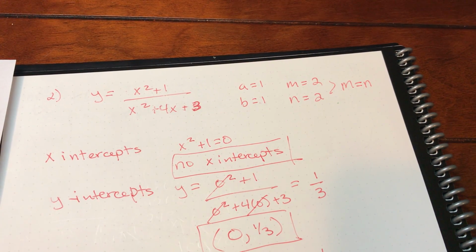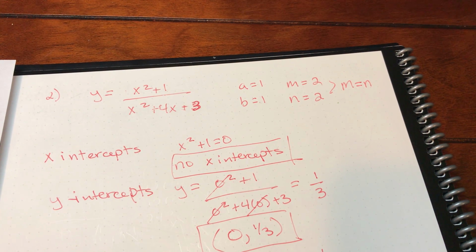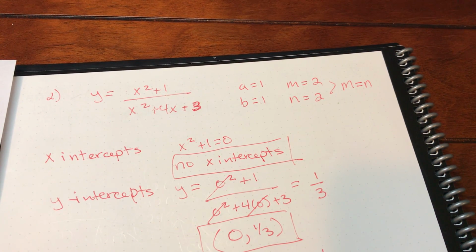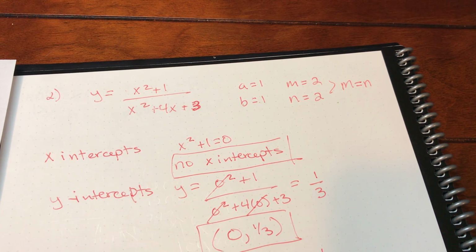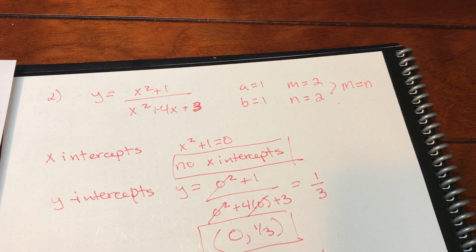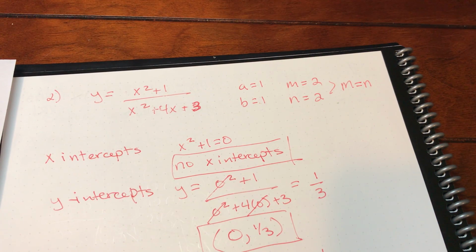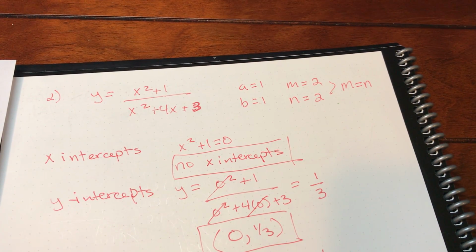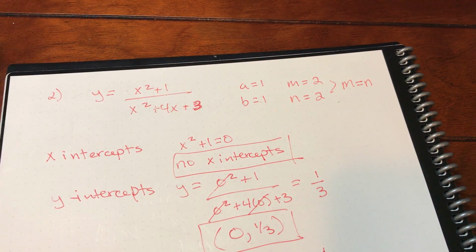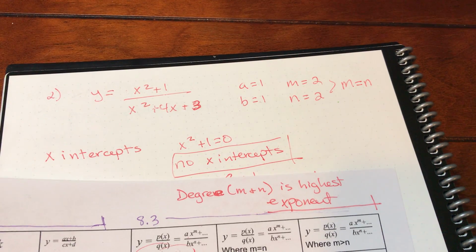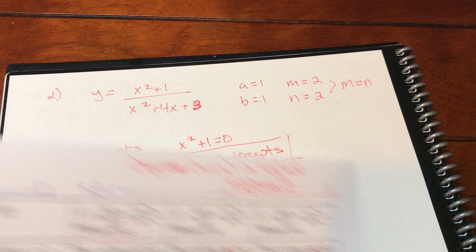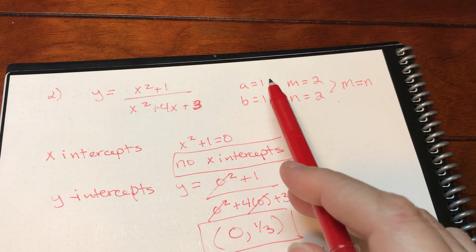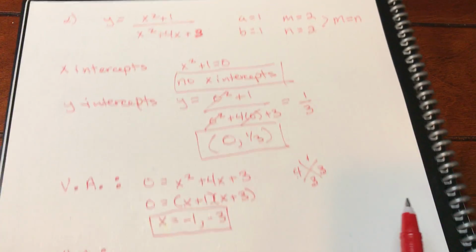Okay, so then x equals -1 and -3. And then my horizontal asymptotes. Okay, I'll go back to here. Y equals A over B. So my A was 1, my B was 1.